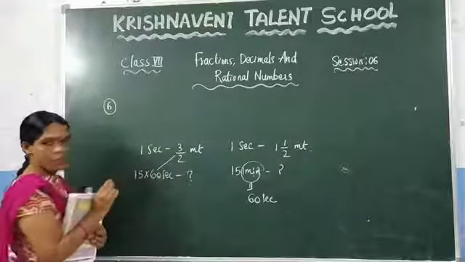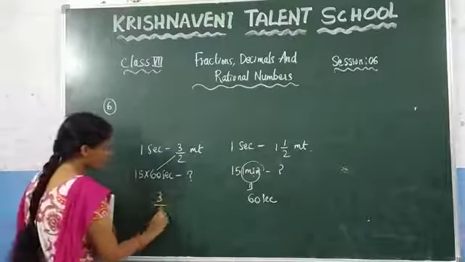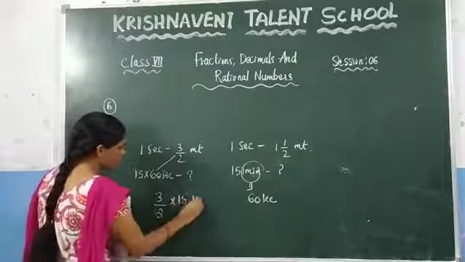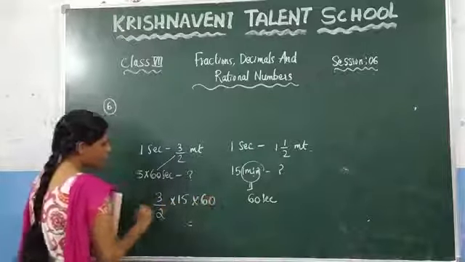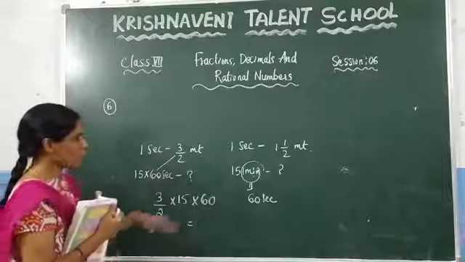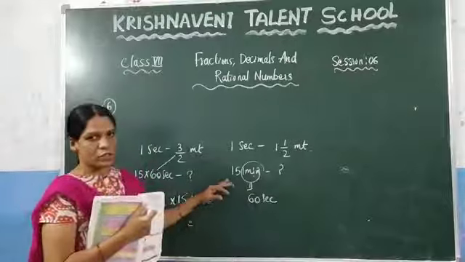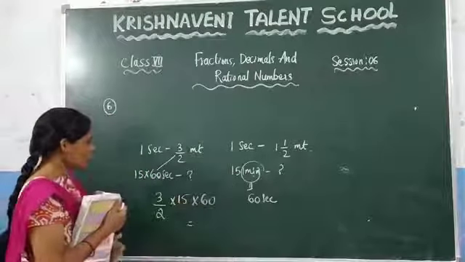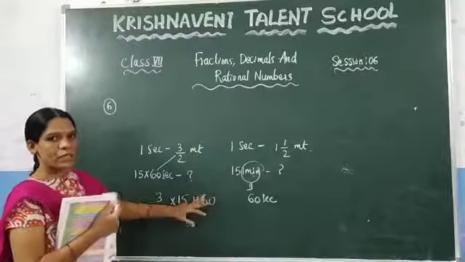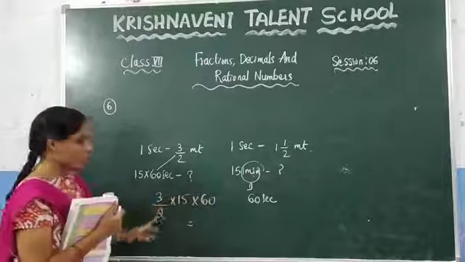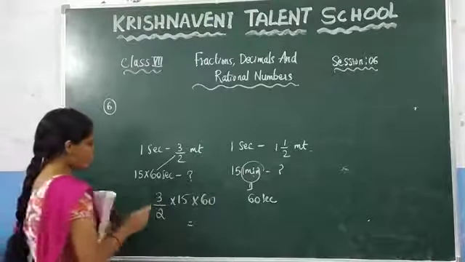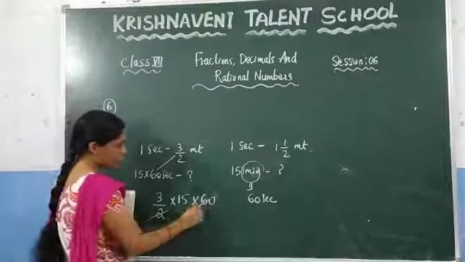You need to multiply these two values. So what will be 3 by 2 into 15 into 60? If you find this one, you can come to know in 15 minutes how much distance he walked. So here, how do you do it? You just need to multiply the numerators, and after that you have to divide the result by 2. Here you can observe that in the 2 table, this one will get cancelled.